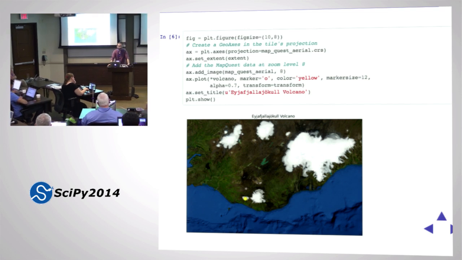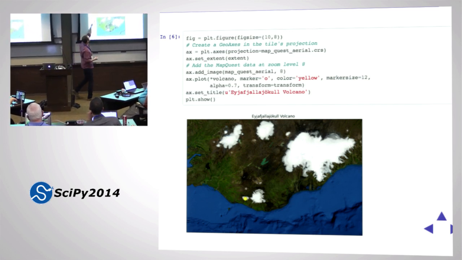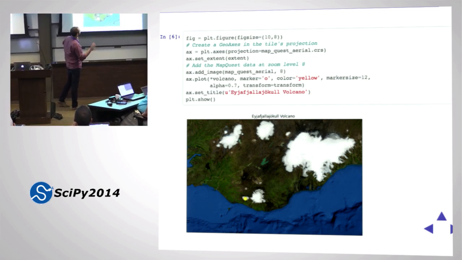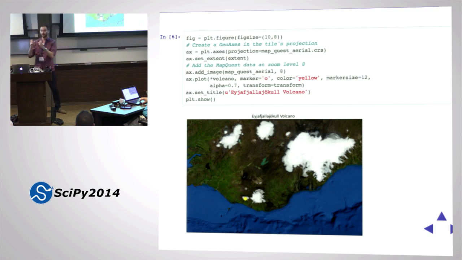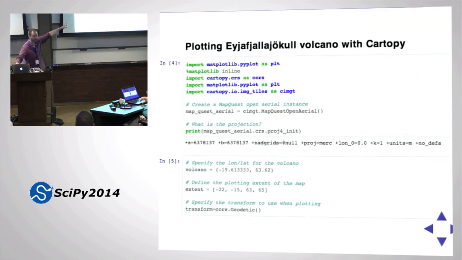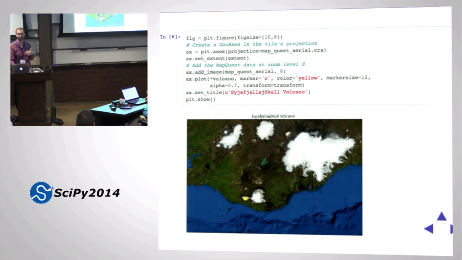Okay, so we add the image, and then we plot just the one point, which I called volcano, and again I use that little star thing, the unpacking thing, which I'm going to talk about in a little bit. And then a few things to make it look the right color and the right size. And then I specify the transform that I'm using. In this case, I'm using lat-long, so I specify the transform as geodetic, which I did here. Give it a nice little title, plot.show, et voila, we have a plot of the volcano. And that's the volcano right there.